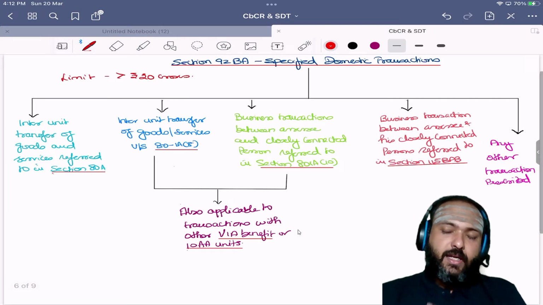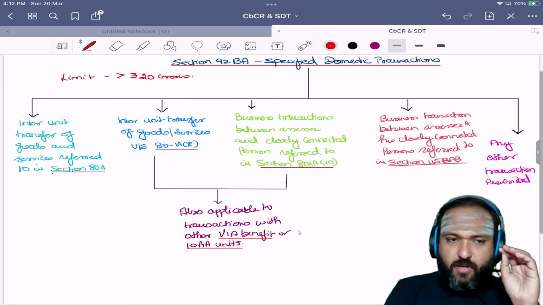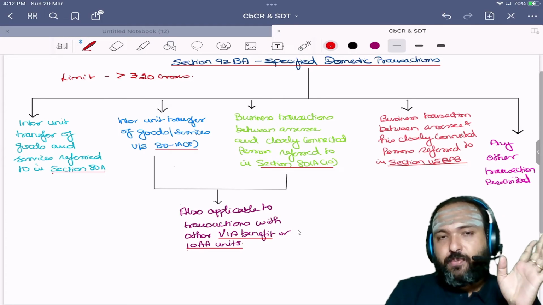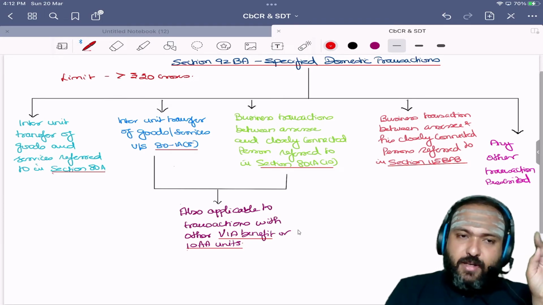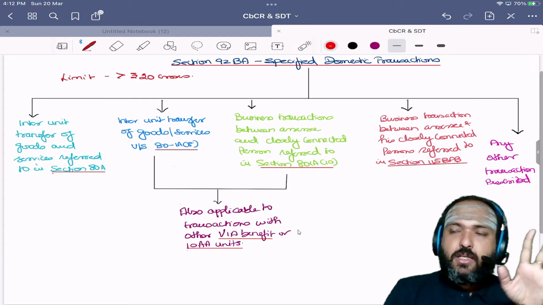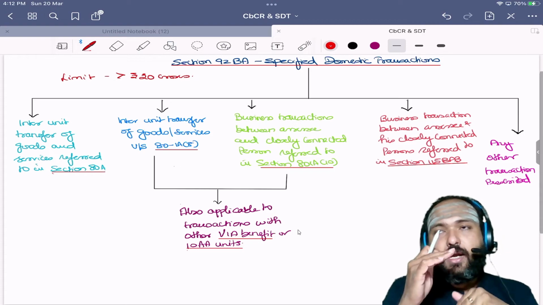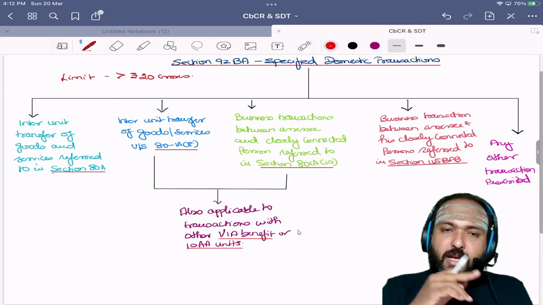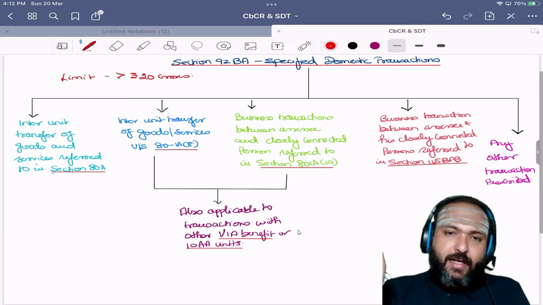Okay, so now, inter-unit transfer of goods or services referred to in section 80A. So other than market value, when you transfer between units, then that will be covered here. Inter-unit transfer of goods or services under section 80IA(8). So from a tax holiday unit specifically to a non-tax holiday unit, that will get covered under 80IA.